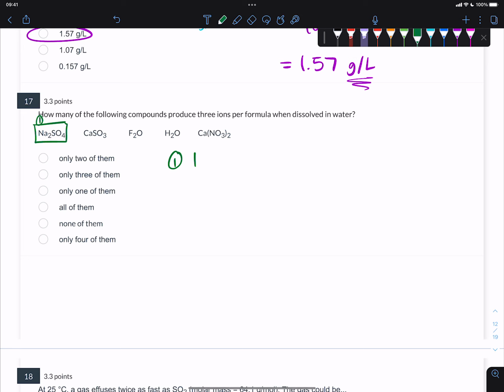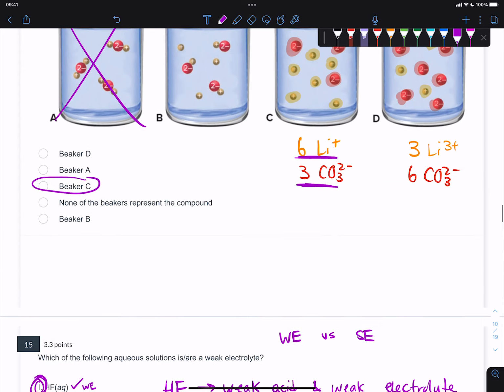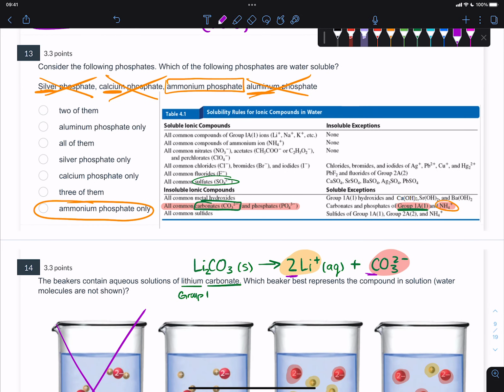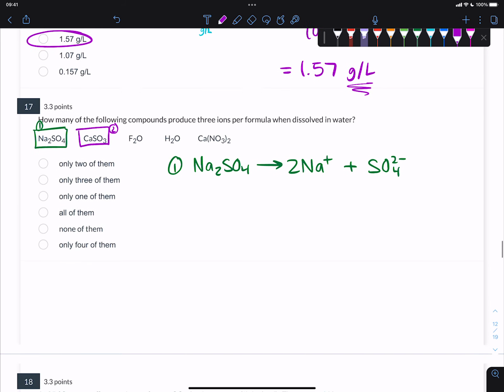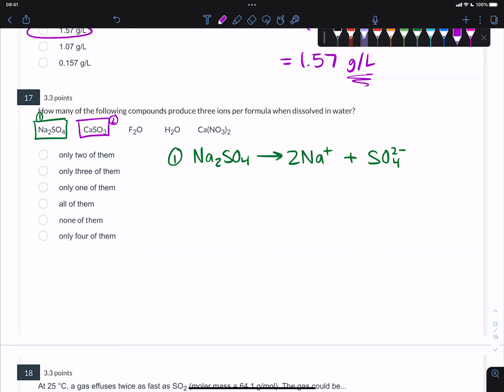For the first one, you get Na2SO4. I'm going to omit the states because it's not important right now. And it's going to become 2 Na ions, so 2 Na pluses, and a single sulfate. For the second one, calcium sulfite. Calcium sulfite, I don't even think sulfites are on here. No. So because it's not on there, and also even if it were, even if it is completely soluble, it's still not going to give you 3 ions per formula.